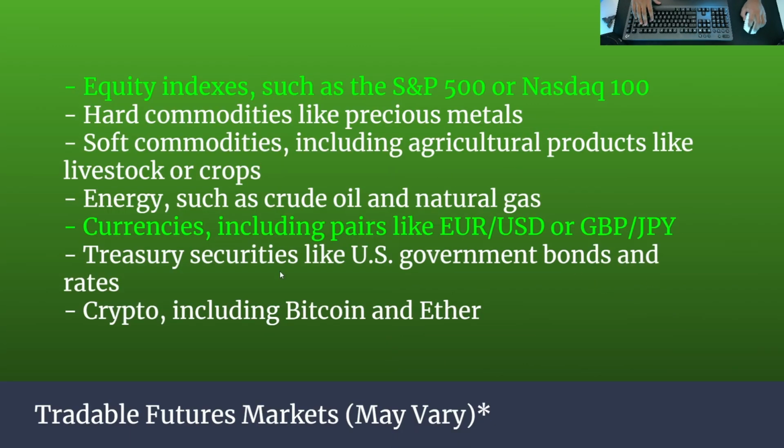And then here I have some of the markets, a little bit more detail. You have equity indexes such as S&P 500, NASDAQ, hard commodities, soft commodities. We then have energy, crude oil, natural gas. Then you have currency pairs, treasury securities, and then we have crypto. But these may vary depending on where you are located and the broker that you have. But the reason why I marked the equity index green and the currency green is because most of you are going to reside between these two.